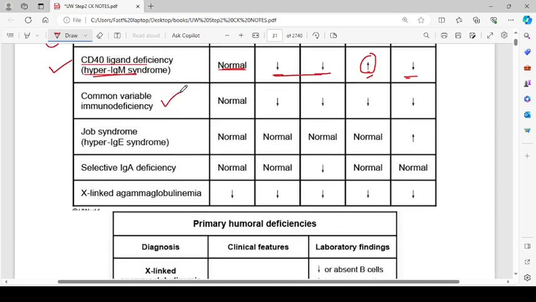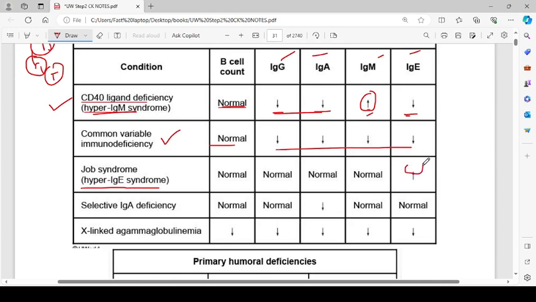Common variable immunodeficiency, the B cell count is normal, but all the antibodies are decreased. In Job syndrome, which is hyper IgE syndrome, as the name indicates, the IgE level will be high. There is some problem with the JAK-STAT pathway in this one, but all the other things will be normal, including the B cells and the rest of the antibodies. Selective IgA deficiency, the IgA will be low, and the rest of these things will be normal in these patients who have selective IgA deficiency.